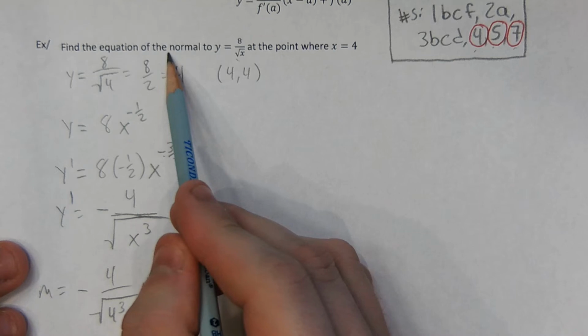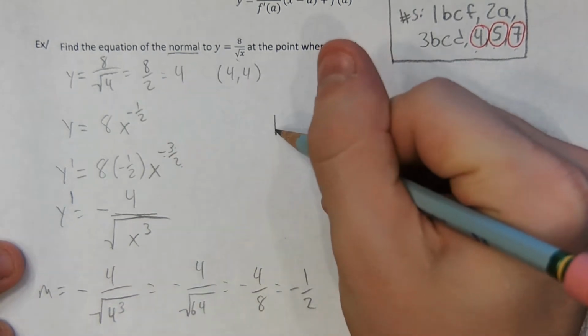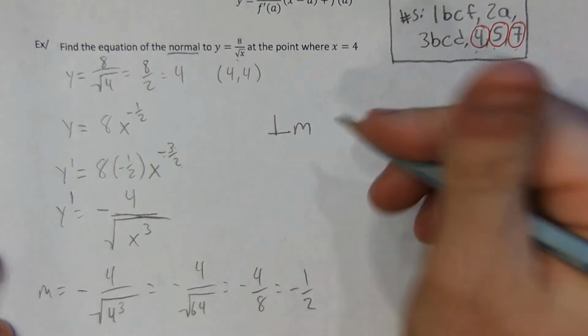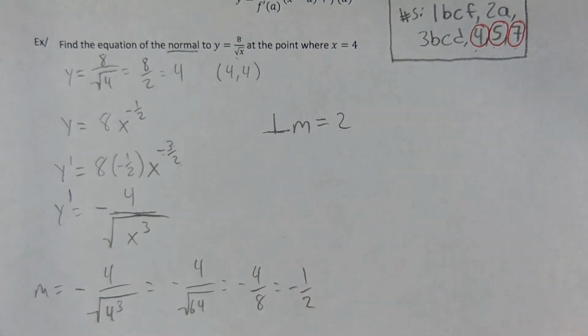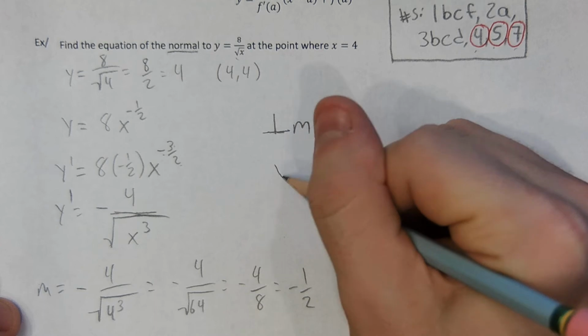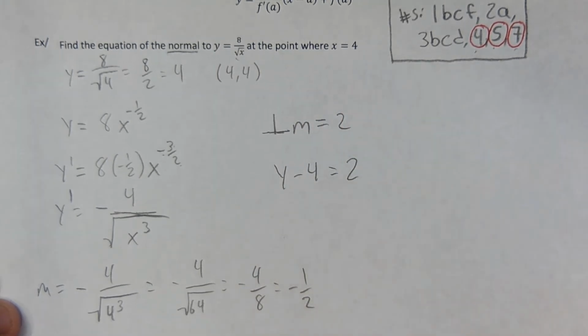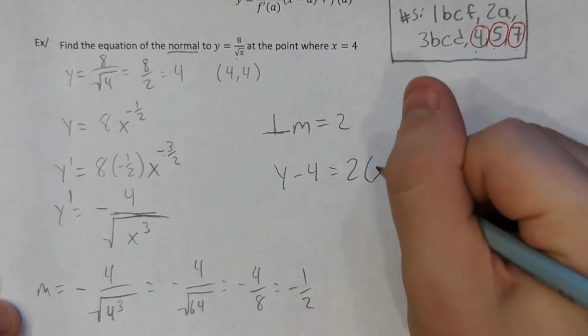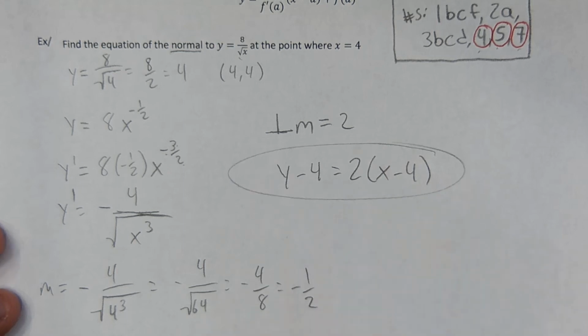But this says normal. You see, this is the slope of the tangent line. So our perpendicular slope, that's the symbol for perpendicular from geometry, would be flip this sign to positive, flip this fraction to 2. So slope is just 2. Point slope form. y minus the known y value equals the slope at the point of x equals 4. There you have it. That is the equation of the normal line. Ta-da! Shouldn't be that bad.